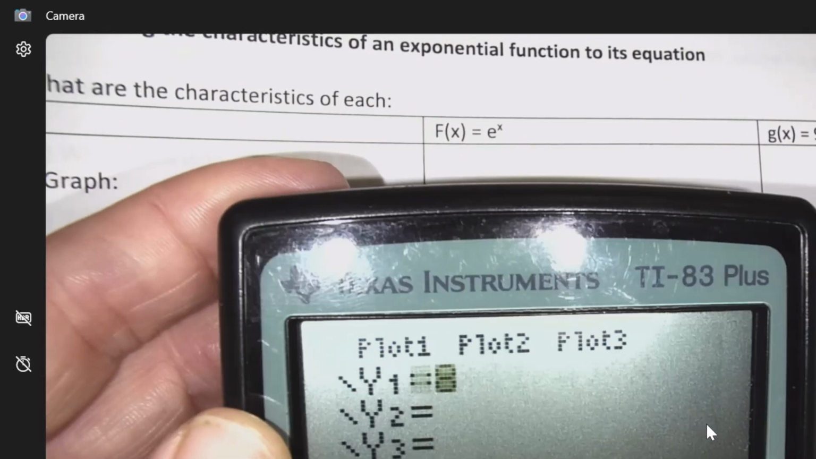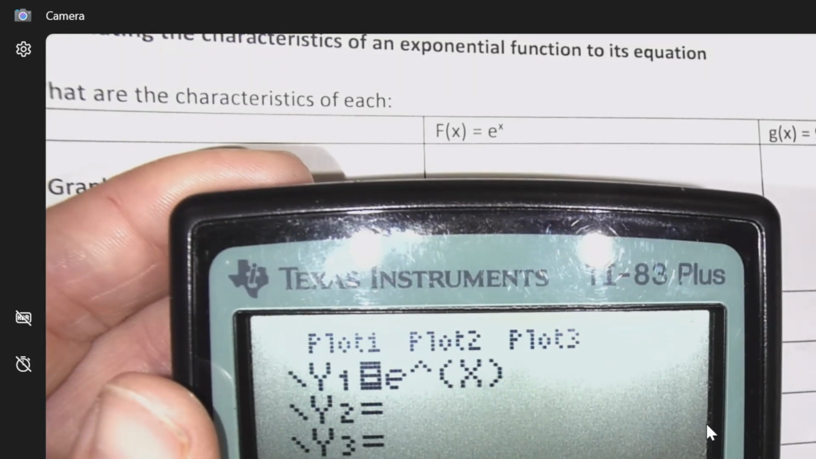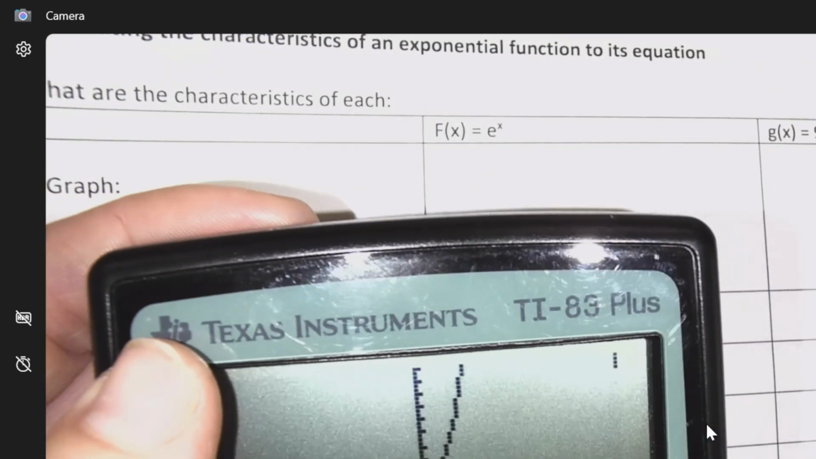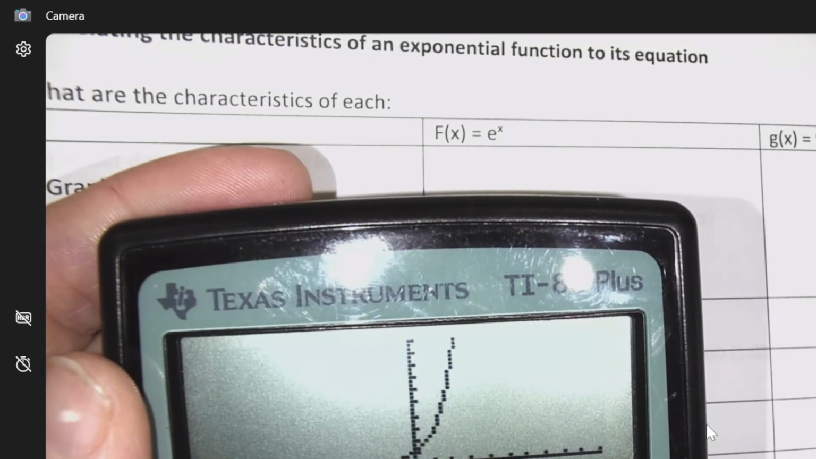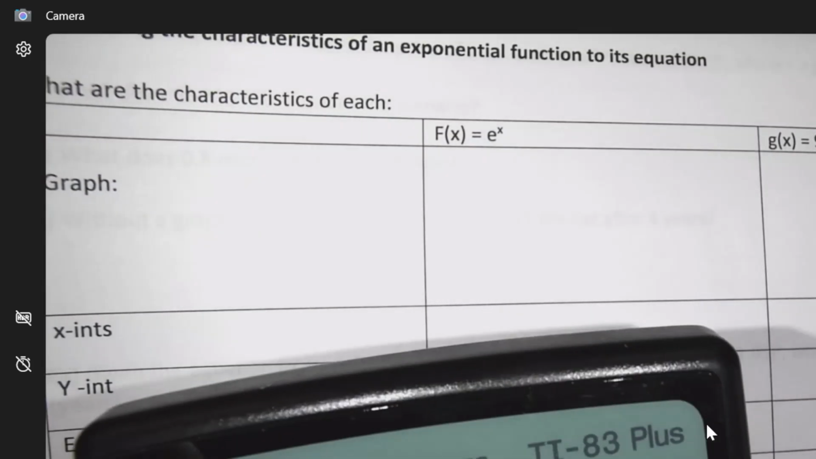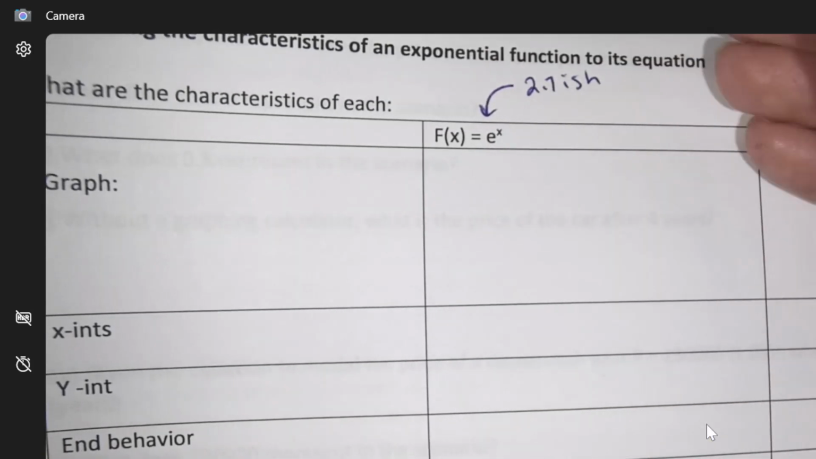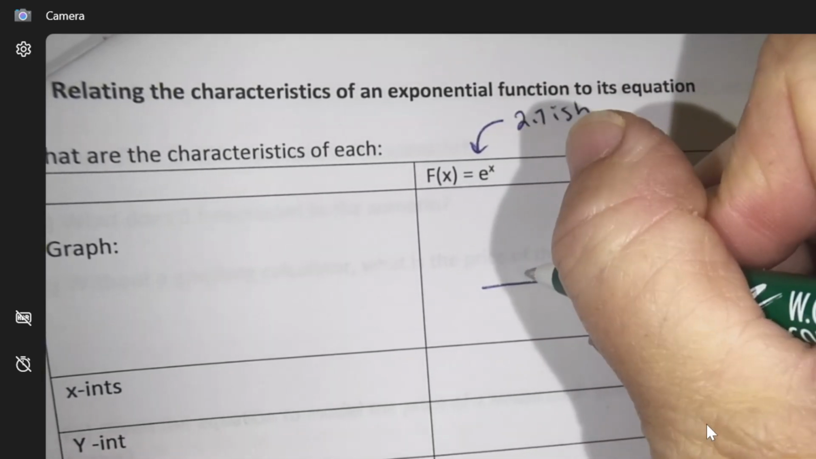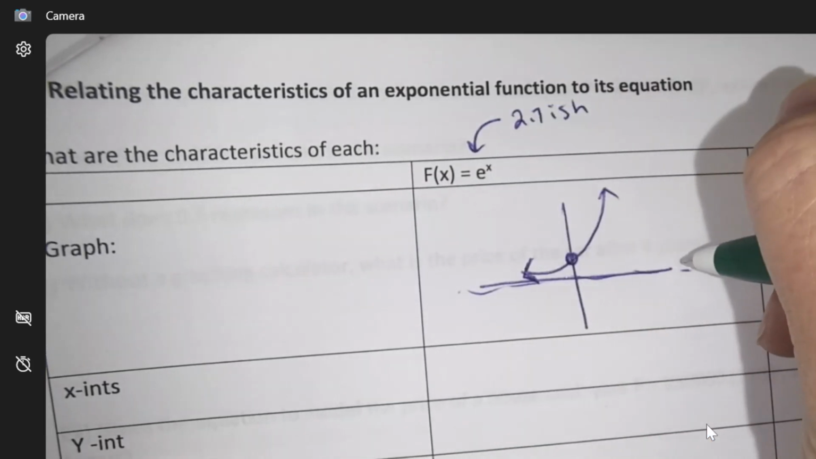So I'm going to go y equals e to the x, and I'm going to graph it. I knew that it was going to be increasing because e is 2.7. There's no coefficient, but it's increasing because the base was bigger than 1. Okay, so the value of e is 2.7-ish, so it's going to increase. So it looks like that.